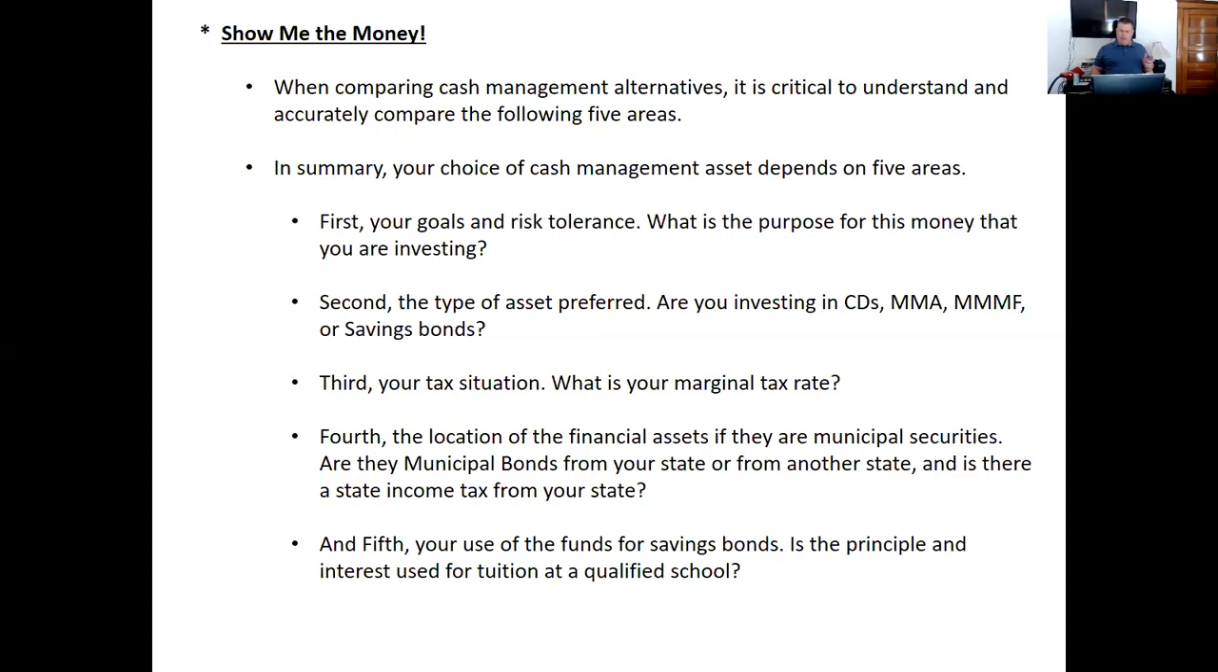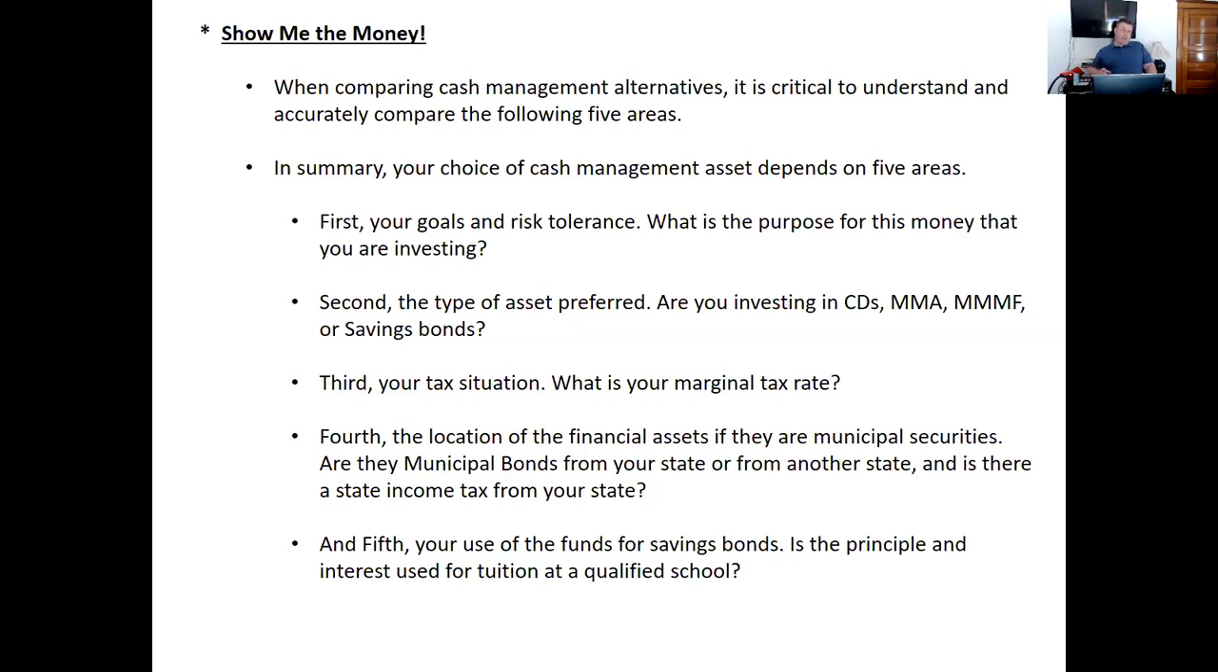Are they municipal bonds from your state or from another state? And is there a state income tax in your state? If there is, you usually can write this off. I know some older investors who have taken their retirement funds, because they're getting older and they just want to protect them and not pay taxes on them, and put them all into municipal bonds. And then they don't have to pay state or federal tax on the return they're getting, and they just live off the return. And fifth, your use of the funds for savings bonds.